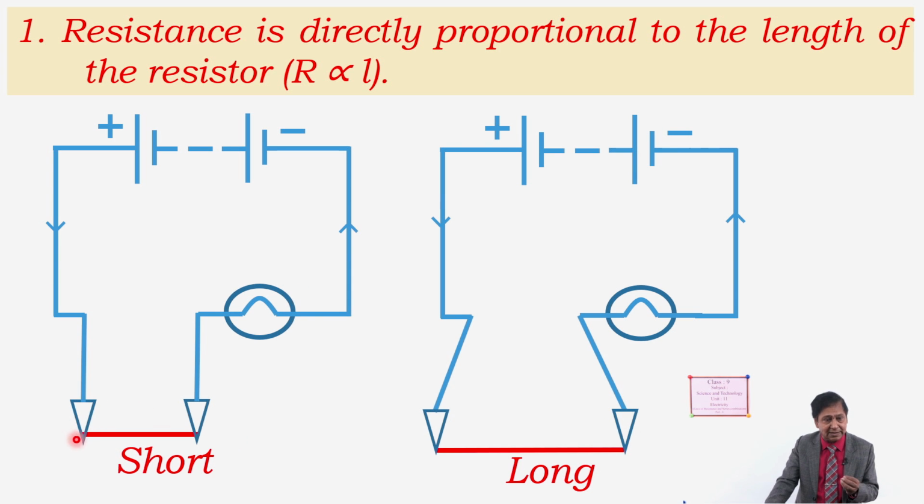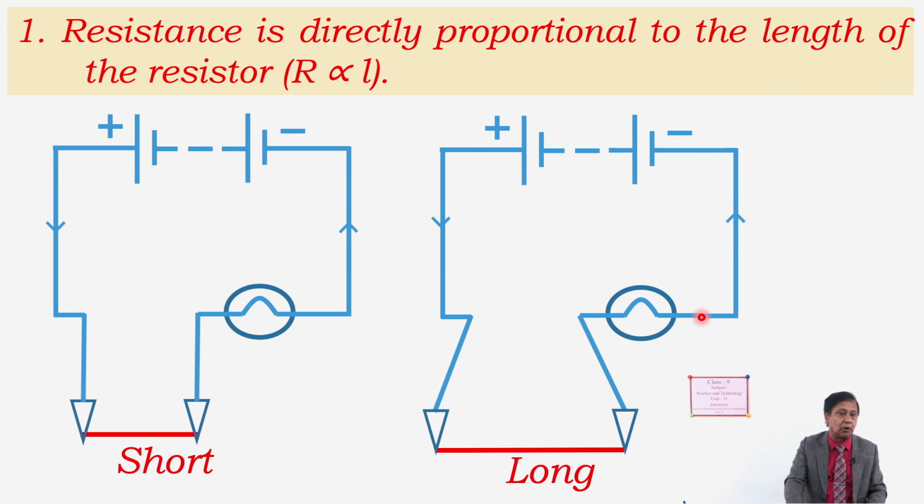But if the resistance is less, then what happens? It gets less amount of energy per coulomb charge. Then the bulb gets a high amount of energy per coulomb charge and the brightness of the bulb will be more. In short, what can we say? If resistance is high, the glow of the bulb will be dim. If resistance is less, the glow of the bulb will be bright.